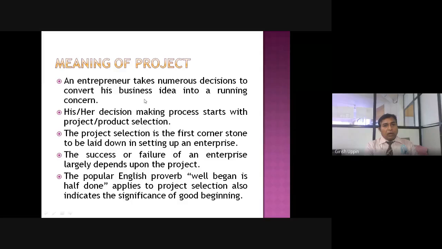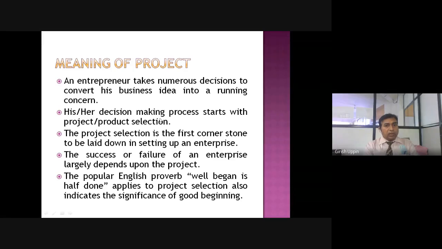An entrepreneur takes numerous decisions to convert his business idea into a running concern, right? So this is one of the definitions of a project. What is a project? The entrepreneur takes many actions and carries out many activities, so he will convert whatever business idea he has into a successful organization. So that is the meaning.